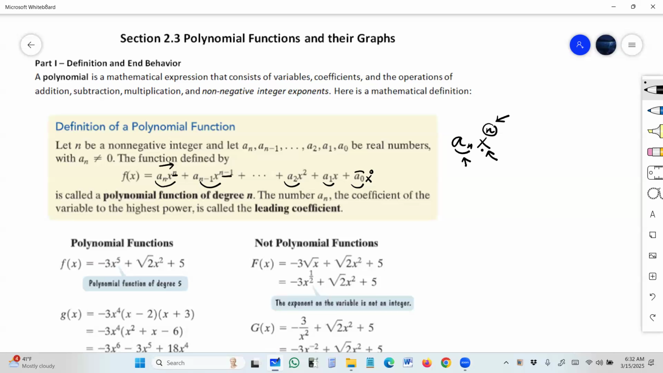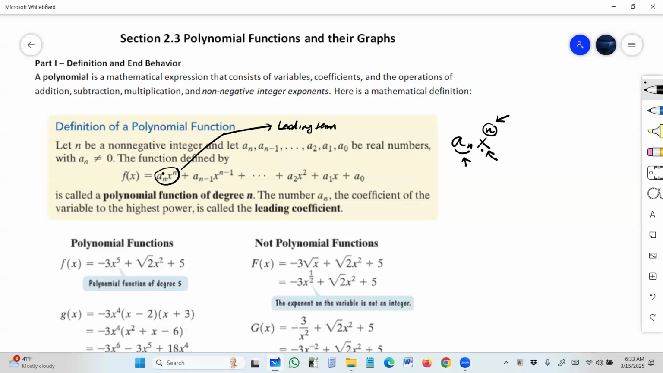We normally call the first term, as you can see here, of the polynomial, since we write it in decreasing order of exponents, the first term is what we call the leading term. This is the most important term. This is the leading term. The coefficient of the leading term is obviously called the leading coefficient.